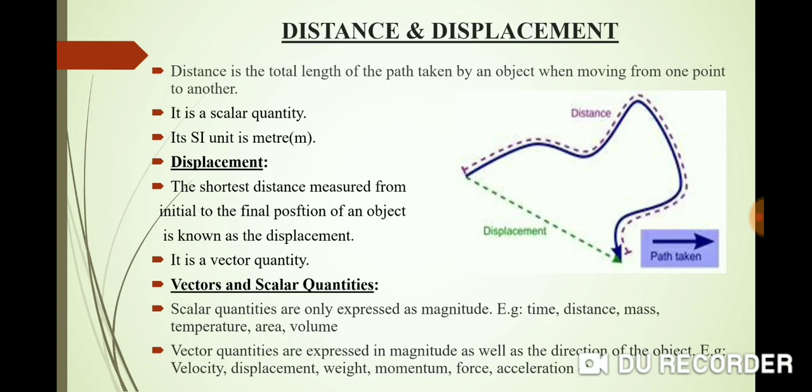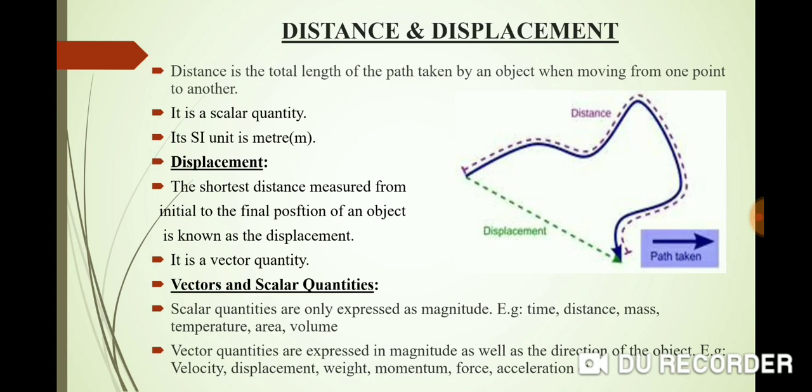In physics, we come across many quantities which are scalar. Among scalar quantities, we have the examples of time, distance, mass, temperature, area, volume, energy. They all are scalar quantities. They have their magnitude only, no direction is involved in it. On the other hand, vector quantities are those which have direction along with magnitude. Examples of vector quantities include velocity, displacement, weight, momentum, force, acceleration, etc.